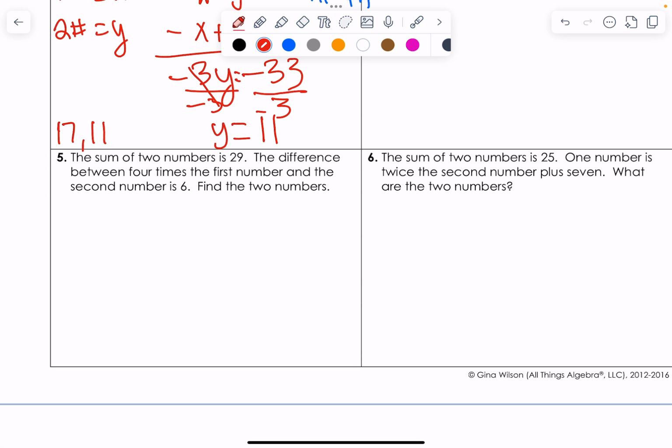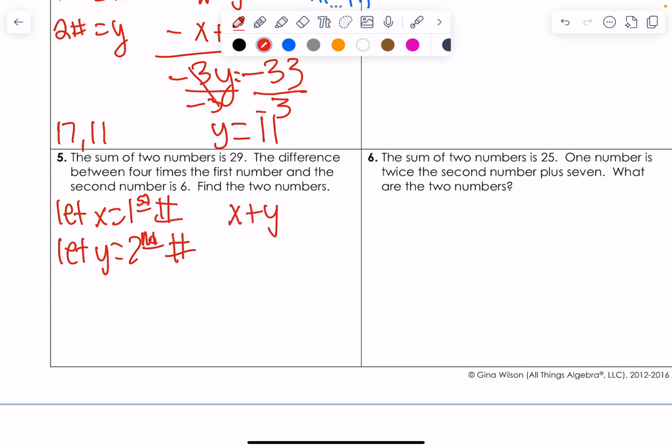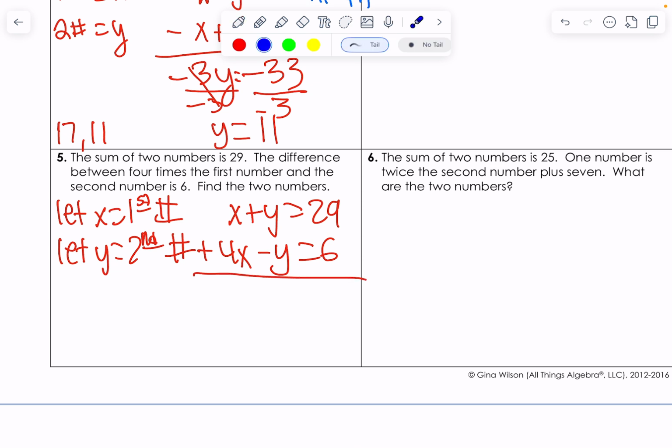Again, I'm going to go a little bit quicker here. Number 5, same process. In this case, let's let x equal the first number. Just doing it a different way, either will work. And then let's let y equal our second number. The sum of the two numbers is 29, so x plus y has to be 29. And the difference between 4 times the first number and the second number is 6. So the difference between 4 times the first number, that's 4x, and the second number is 6. Again, I can solve these equations by simply adding them together and eliminating the y value when I do that, because y plus negative y is obviously 0.